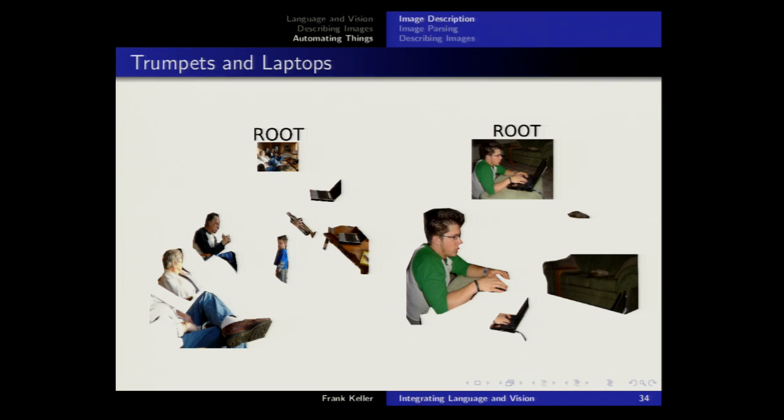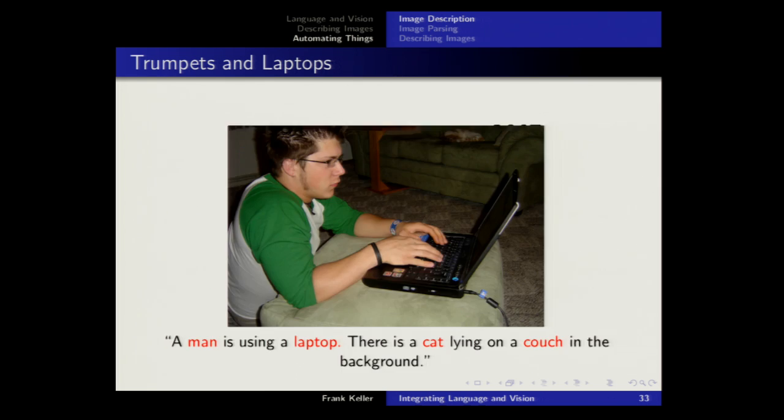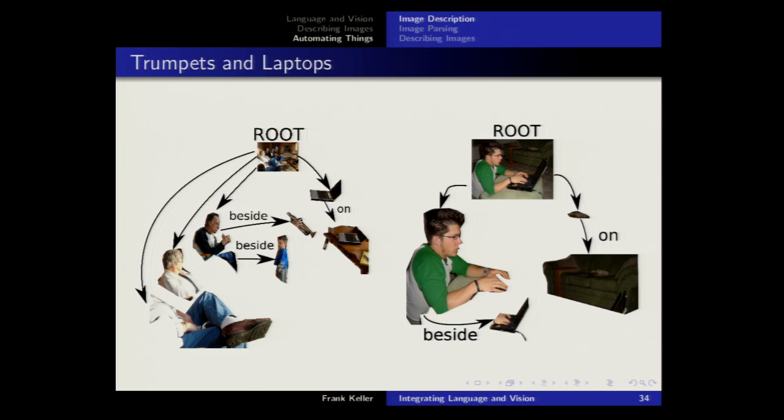So if we break down the images into the component objects, so here's the image, call it root, and then we have the objects here. We have the man. The man is beside the trumpet. He's beside the boy. The laptop is on the table. So here we have a structure that tells us how the different objects in the image relate to each other. And here's the same structure for the other image, right? Here's the man again. Then there's a laptop beside him. There's a cat, unfortunately, a pretty small cat. And the cat is on the sofa.